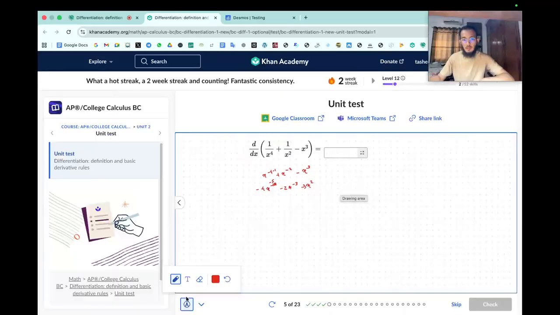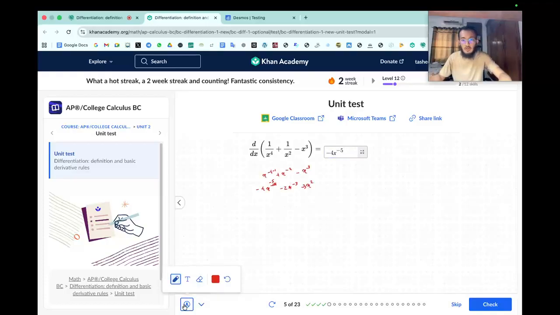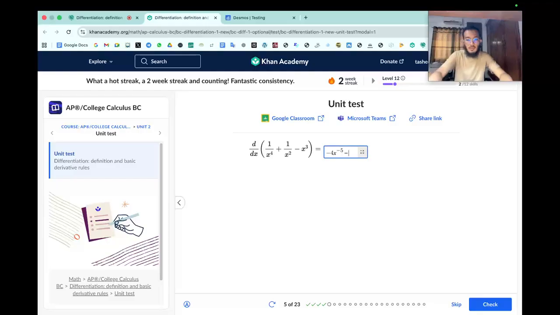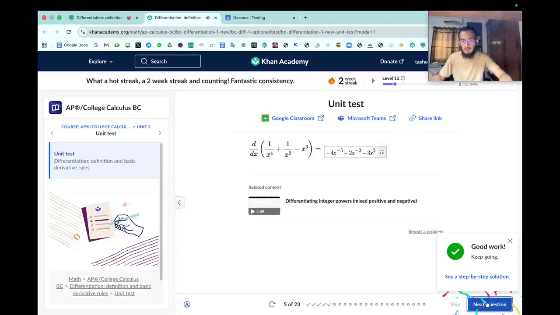So the derivative is negative 4 x to the power negative 5, negative 2 x to the power negative 3, negative 3x squared. Okay.